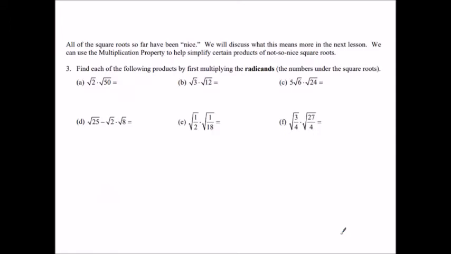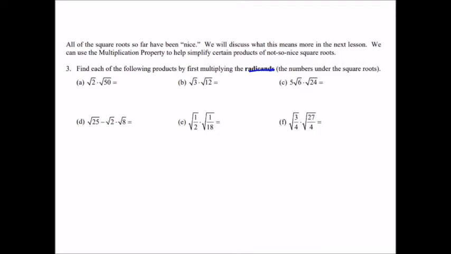All of the square roots so far have been quote unquote nice. We'll discuss what that means in future lessons. For these, the multiplication rule basically says that if both things are underneath a radical, then you can multiply the numbers as if they're normal, and then make sure that you keep them under the radical and then perform the square root from there.